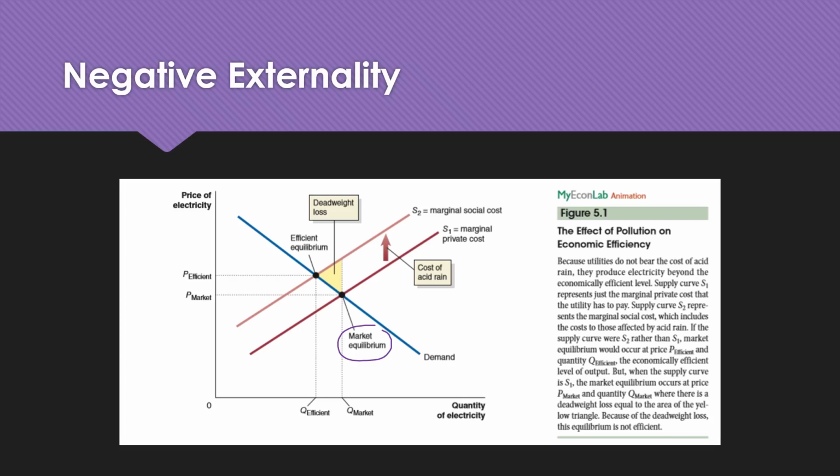So when we factor in those external costs, we now have a new supply curve at S2, that's our marginal social cost, and that's going to intersect the demand curve at a different point. That's going to be known as our efficient equilibrium. And so we're going to have a price and a quantity at a new equilibrium, and that's going to be known as our efficient price and our efficient quantity at our efficient equilibrium. And so the reality is that if the firm bears the cost of their actions, we would actually produce at an efficient equilibrium that is at a smaller quantity than our market equilibrium.